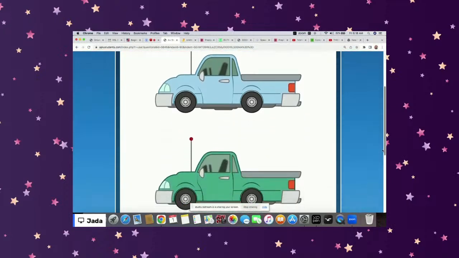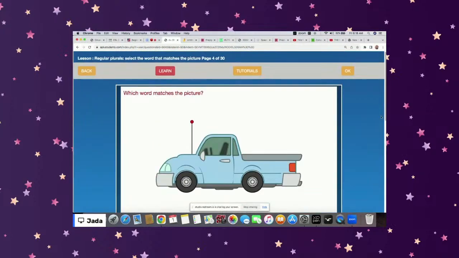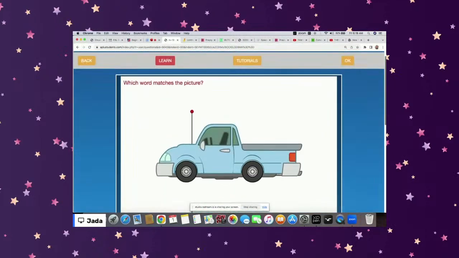And what do we have here? We have truck, right? So we have two trucks. What is going to be our answer? Is it going to be trucks or truck? Okay, thank you. So is it going to be trucks or truck? Trucks, yeah. So we have trucks because it is more than one.